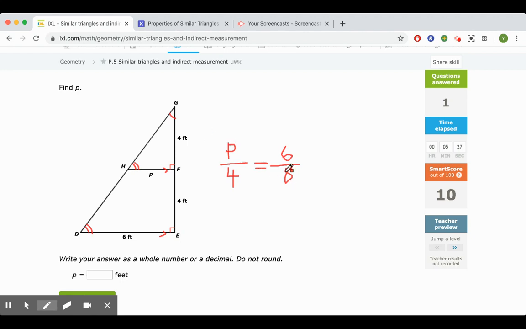Let's solve it. P times 8, 8P. Let me just circle this to remind you what to do. Equals 6 times 4, 24. Now to solve for P, divide both sides by 8. You should know this already. So we've done it plenty of times. So P equals 3. In this case, it's 3 feet.